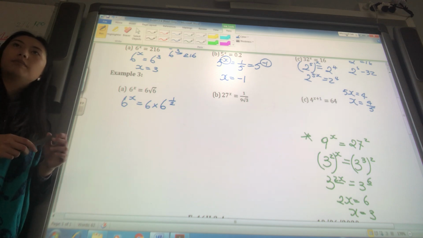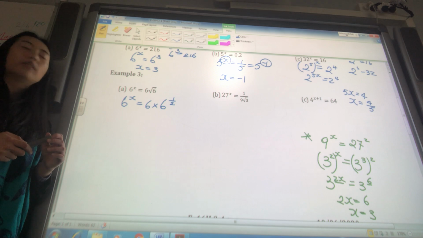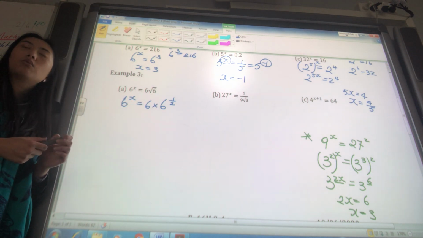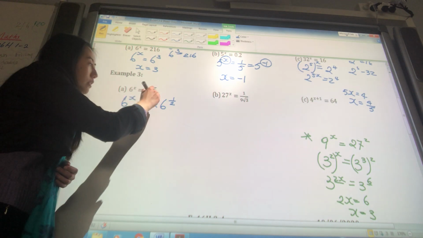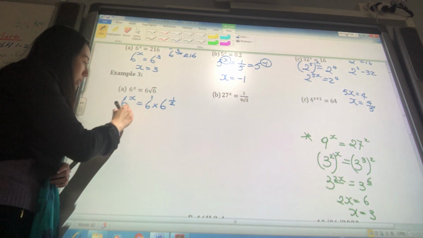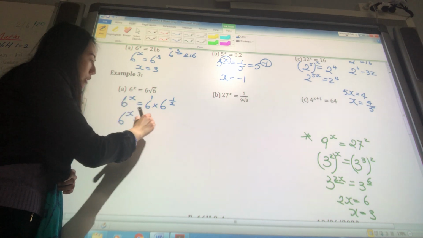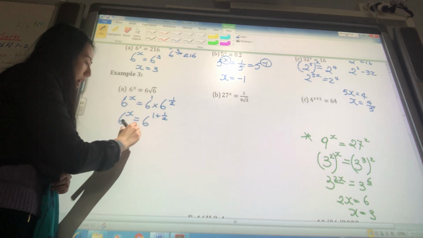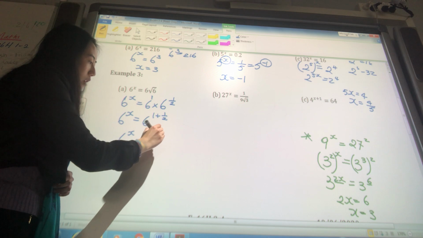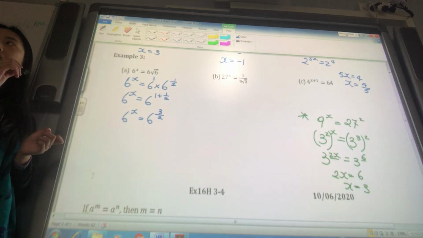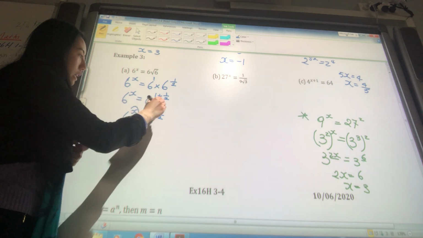It's a surd. How do I combine 6 and 6 to the power of 1 over 2? 6 is 6 to the power of 1. Right? Just add them up. So 6 to the power of x is equal to 6 to the power of 1 plus 1 over 2. So you have 6 to the power of x equals 6 to the power of 3 over 2. Now you can make x and 3 over 2 equal.